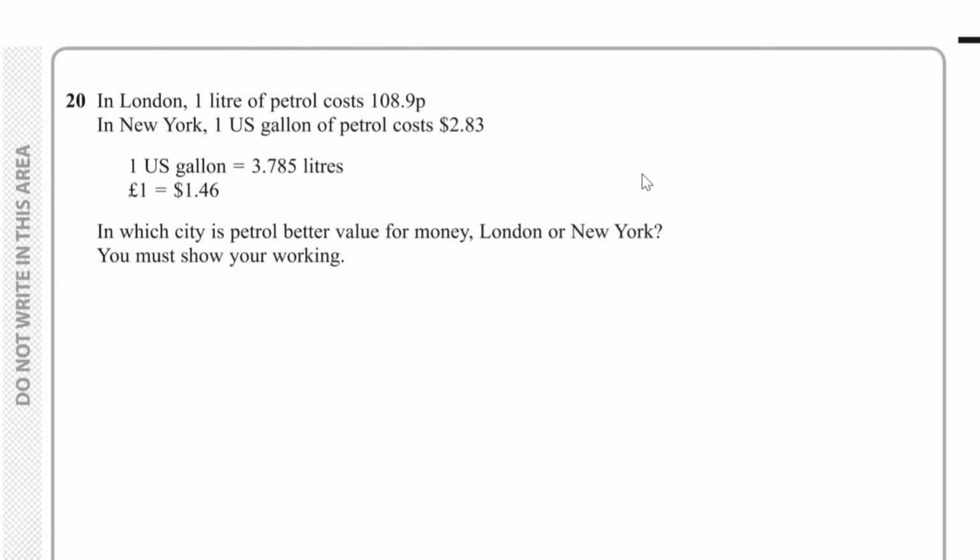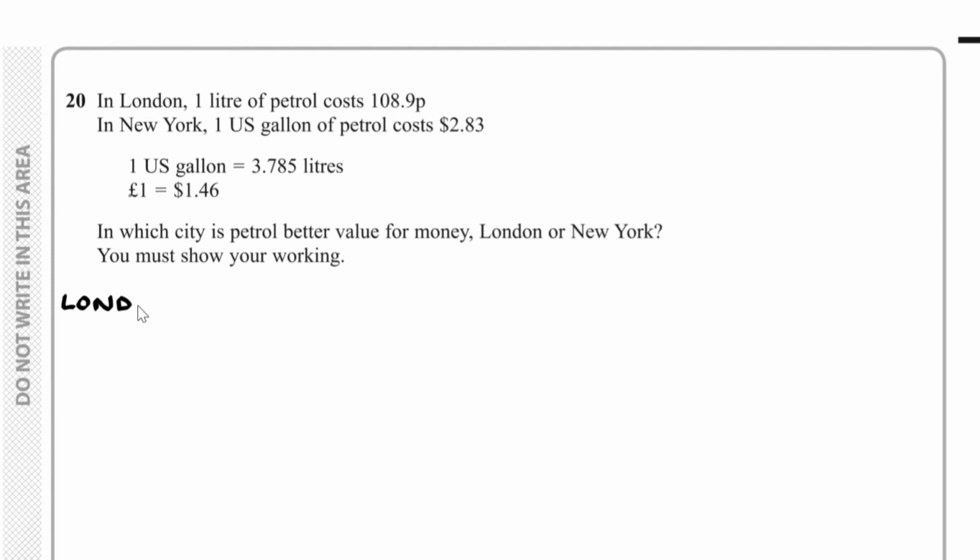Question number 20. In London, 1 liter of petrol cost 108.9p. In New York, 1 US gallon of petrol cost $2.83. 1 US gallon is equal to 3.785 liters. £1 is equal to $1.46. In which city is petrol better value for money, London or New York? You must show your working.